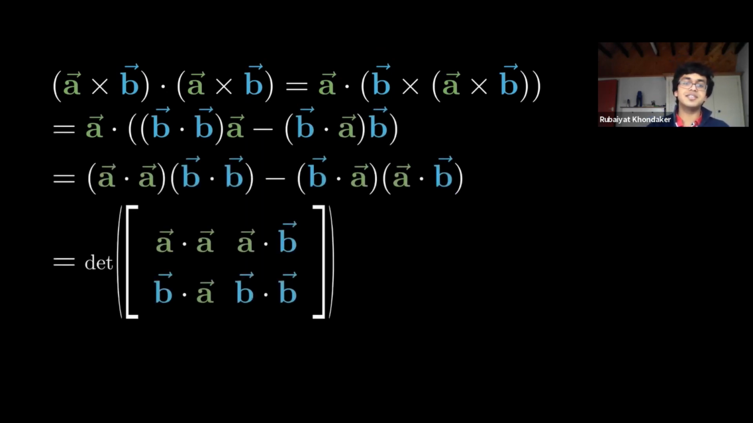So it is consistent because this here would be the square of the length of the cross product, which would be the square of the parallelogram area. And this Gramian determinant is also the square of the parallelogram area. So nice, math is consistent. Very good, very good.